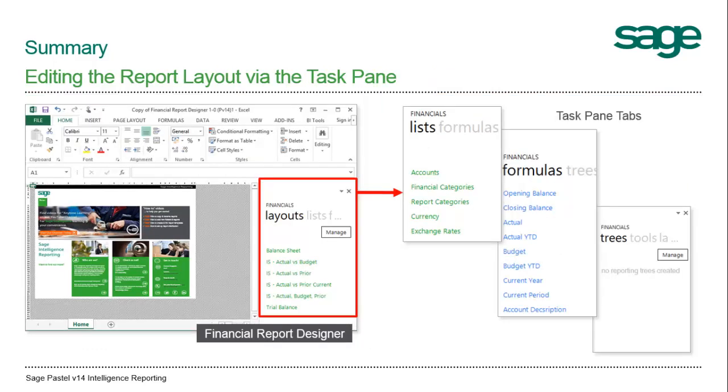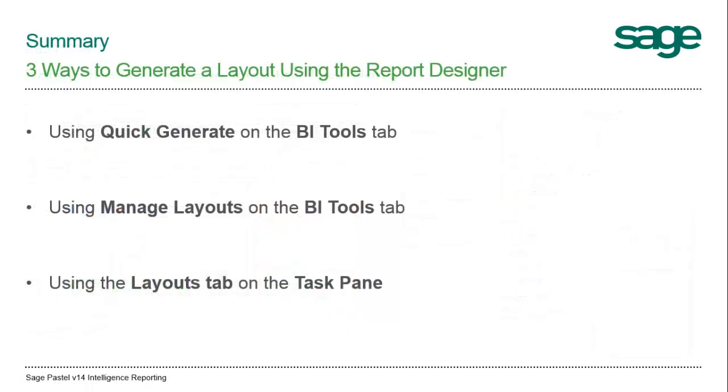We also covered the new Task pane, showing you how quickly you can drag and drop a layout into Excel to create a layout into a new worksheet. You also saw where you can find the Lists, Formulas, and Trees tabs in the Task pane. There are three ways to automatically generate a layout in the Report Designer, using the Quick Generate button, the Manage Layouts button, and the Layouts tab in the Task pane.